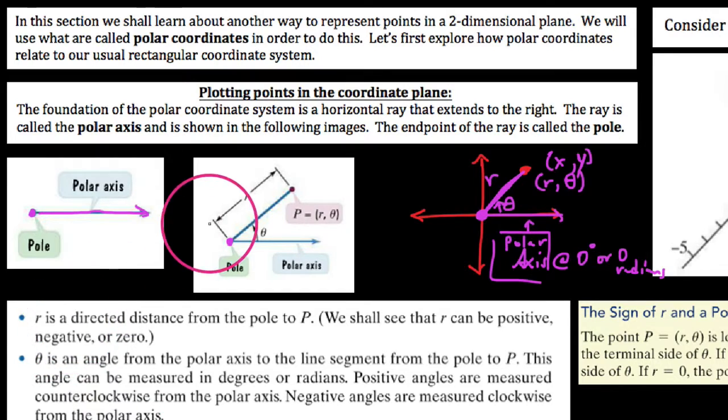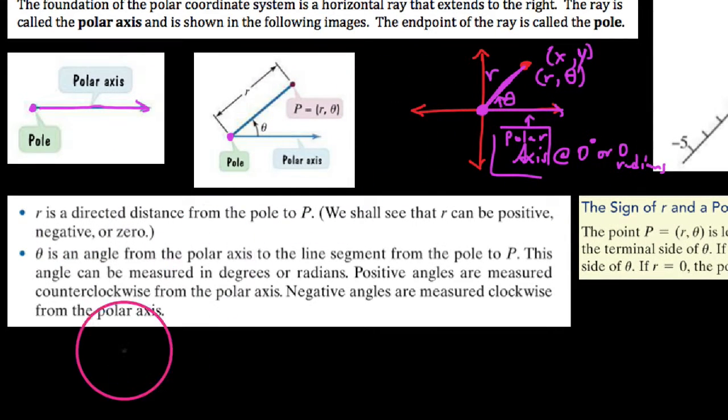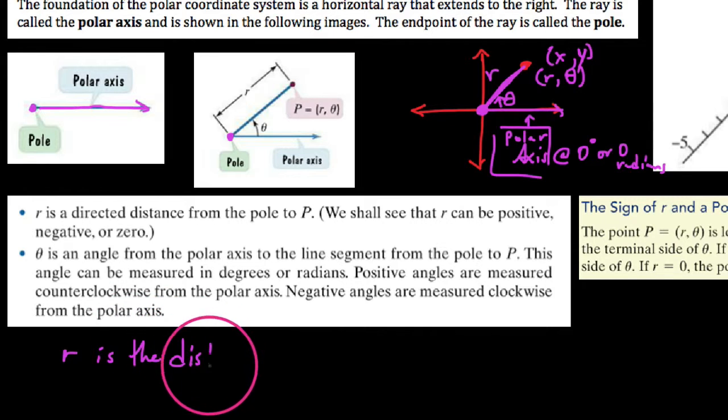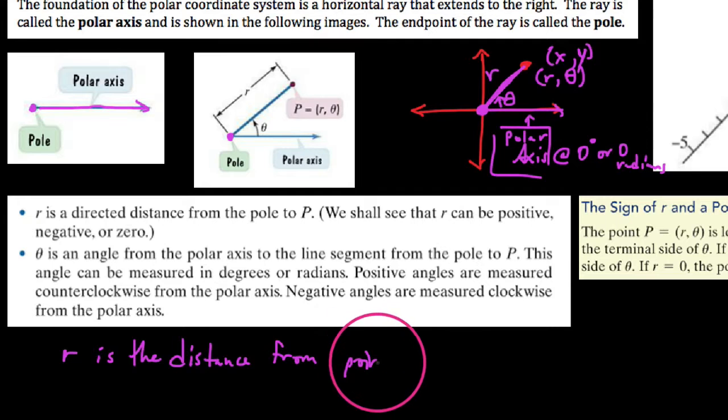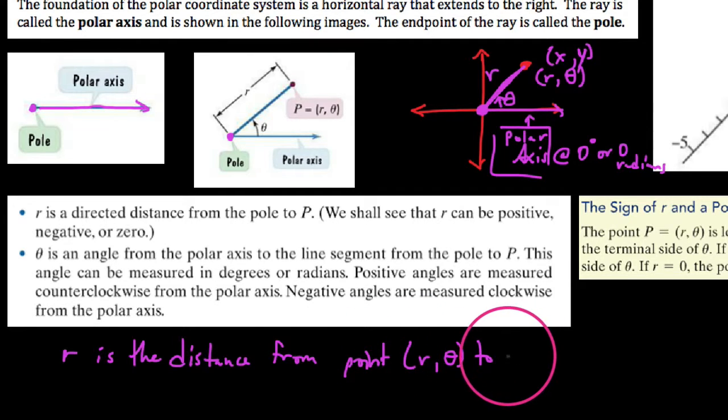So we say that r is our directed distance. So we're going to make a little note here. r is the distance from the point r, theta to the origin. We're going to be clear on this. Okay. And so we say this distance here is our r. We also say that theta is an angle from the polar axis to the line segment from the pole to P.